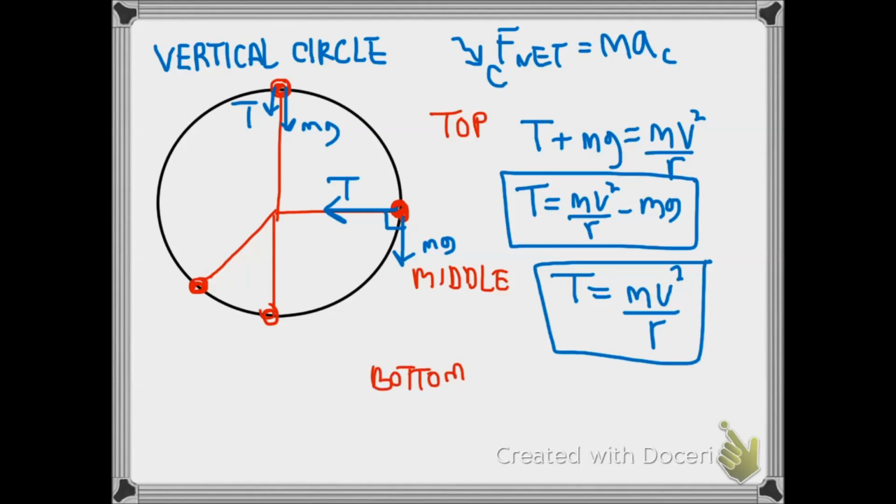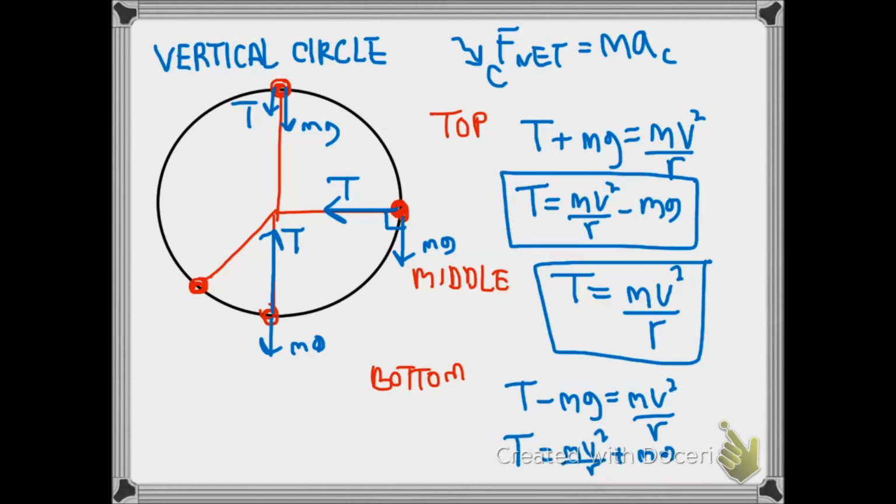When we get to the bottom, things are different again. The tension is going to be the only thing making us go in the circle. The weight is actually trying to make us go out of the circle. So we have the tension minus the weight equal to mv squared over r. So note that the tension is mv squared over r plus mg, considerably higher than either of the other two cases. And finally, if you got into a case where you're somewhere in the middle, then you would have to break the weight into components, one of those components going towards or away from the center of the circle.